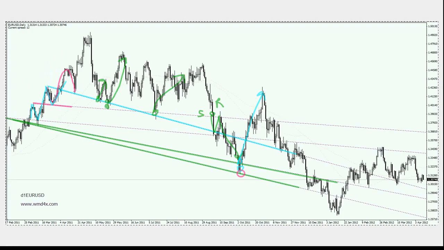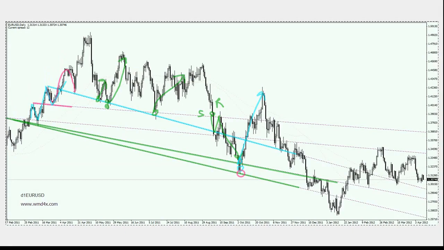You didn't have to allow a 100 pip stop loss or 150 pip stop loss or something like that to be thinking, you know what, I ought to be looking long around that level, right? And that's the amazing thing about these points. But if you look at the lines overall, you can see the number of trading opportunities you would have had around these lines.